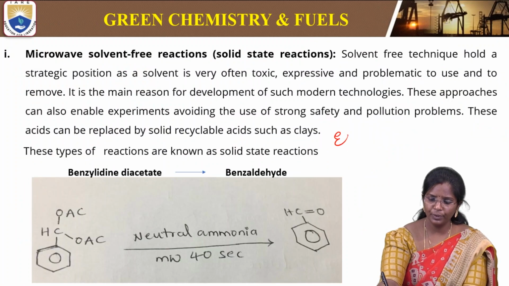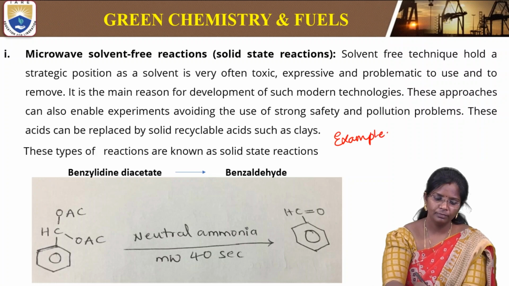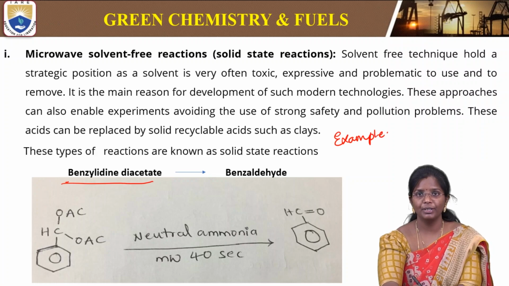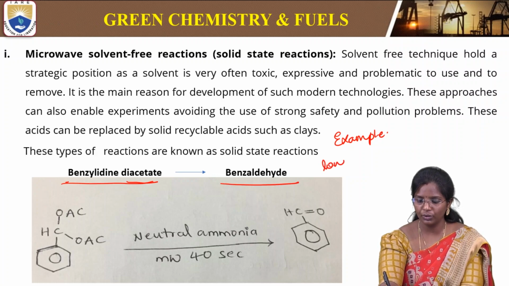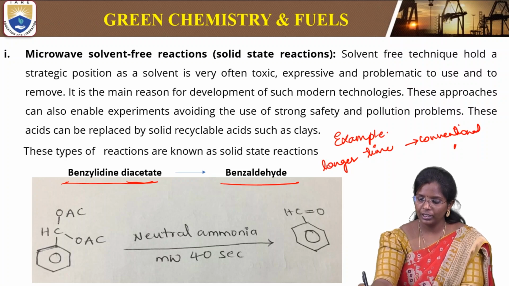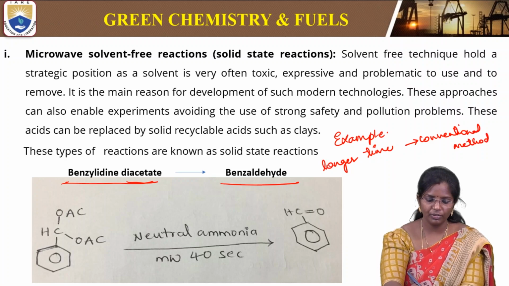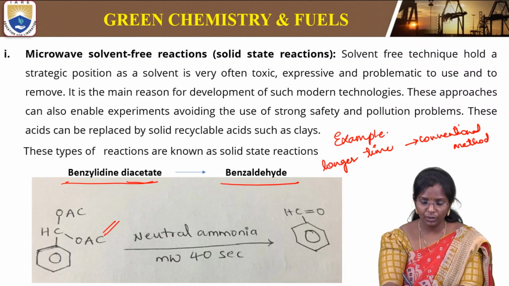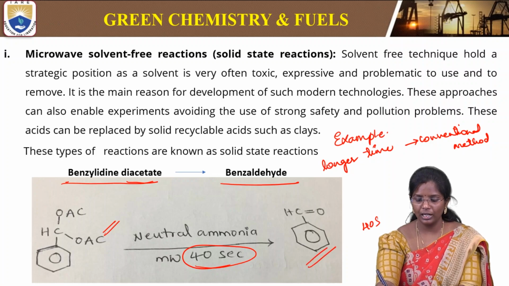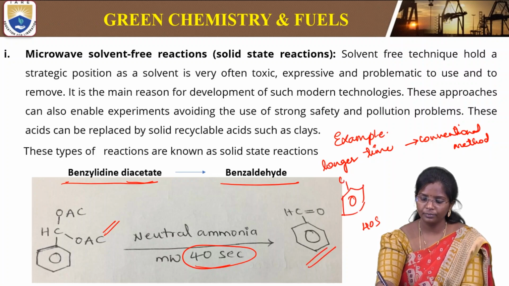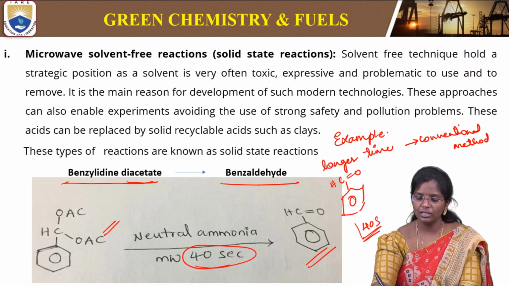So if we see an example, benzylidene diacetate converting from benzaldehyde takes a longer time if we use the conventional method. But in this case, for example, if it is subjected to microwave, it takes just 40 seconds. Within 40 seconds, we get the product. So the product is obtained in just 40 seconds. So that is very advantageous.